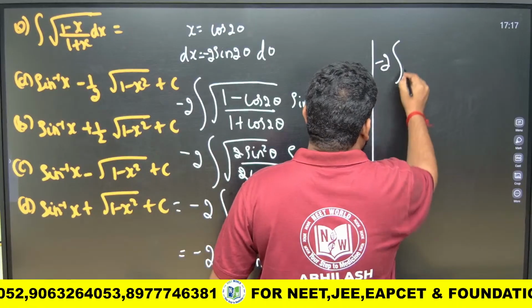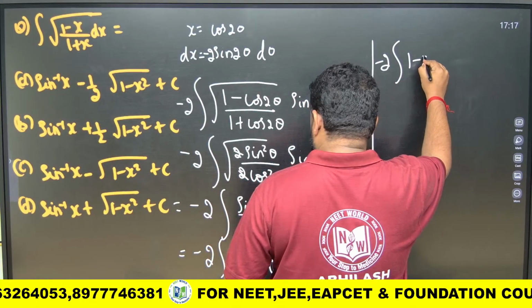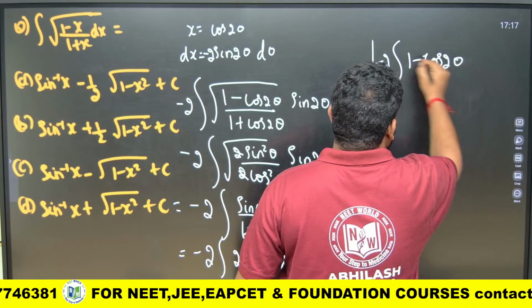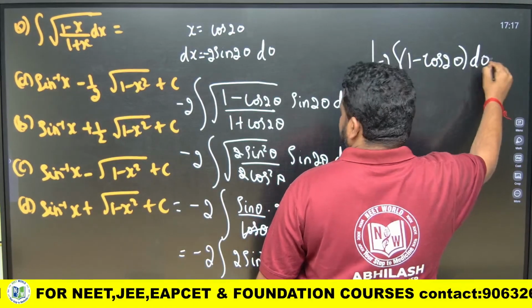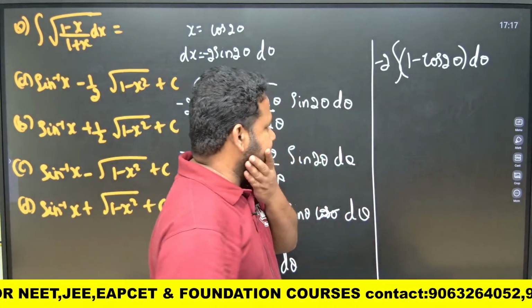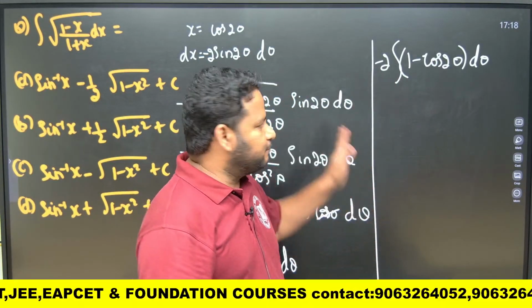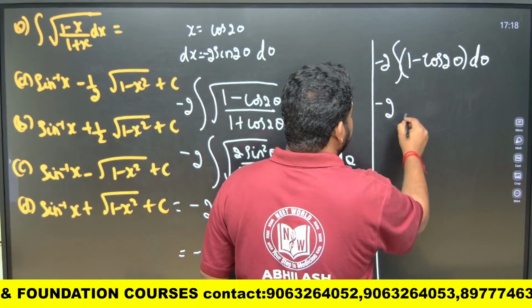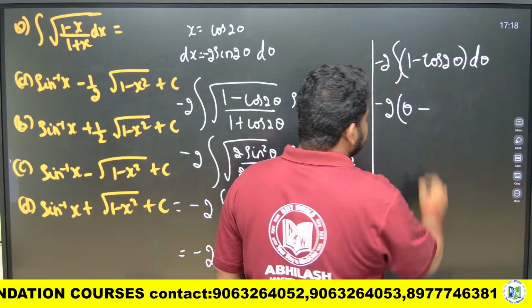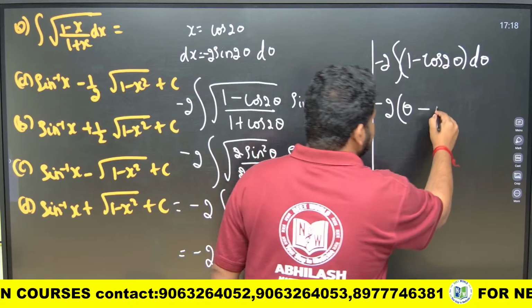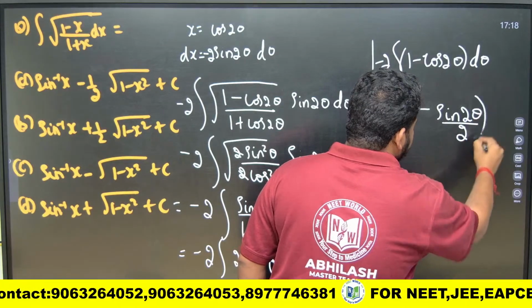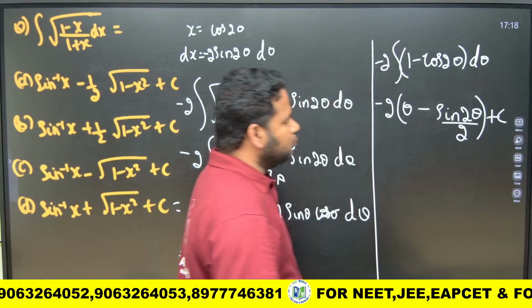It will become 1 minus what it is? 2 sin square theta is nothing but equal to 1 minus cos 2 theta d theta. So 1 minus cos 2 theta d theta we will have. Now, this is what we have. If I integrate this, what will I get? Minus 2 will be outside. Integral of 1 will be theta. Integral of cos is nothing but sin. So it is sin 2 theta divided by 2, plus c.